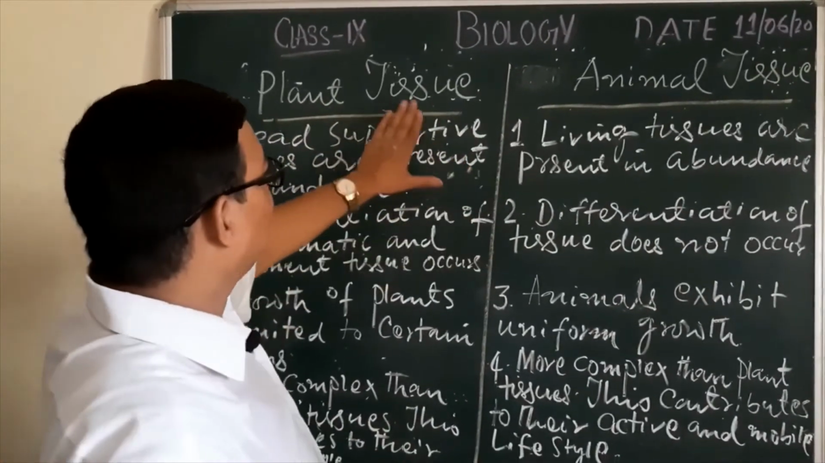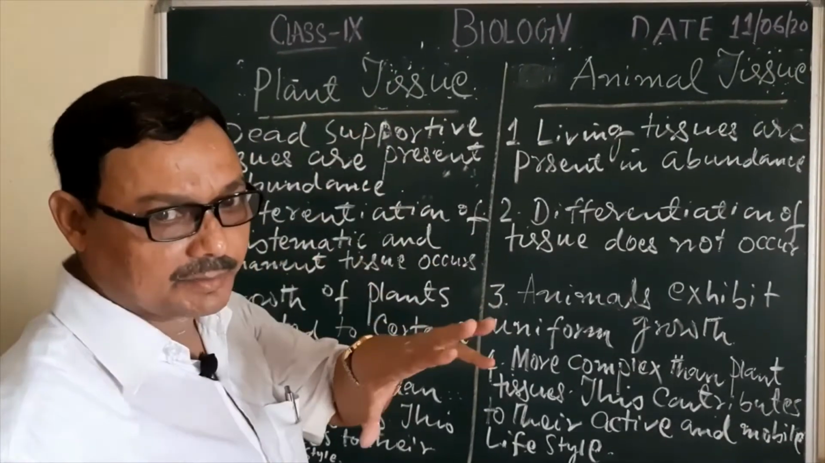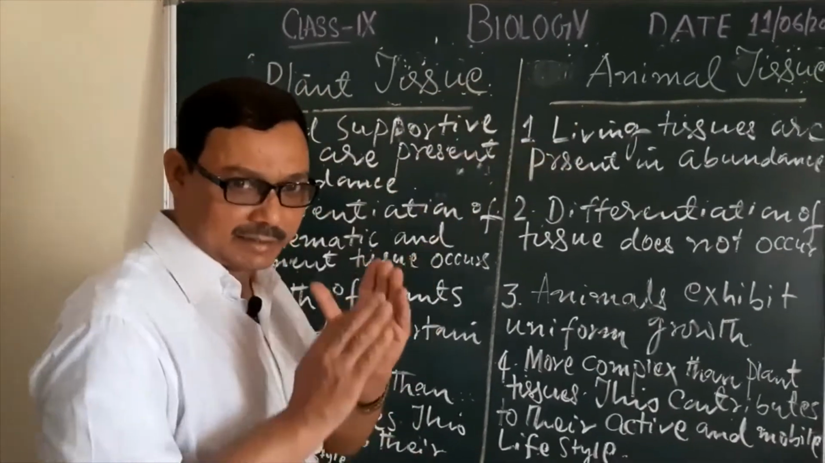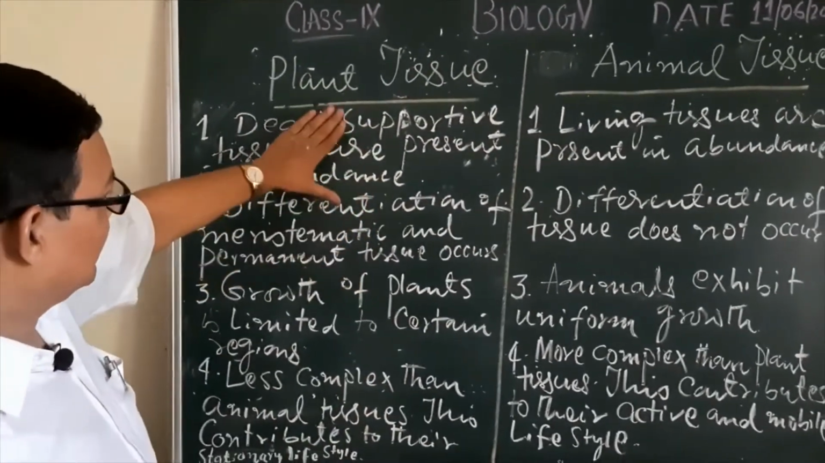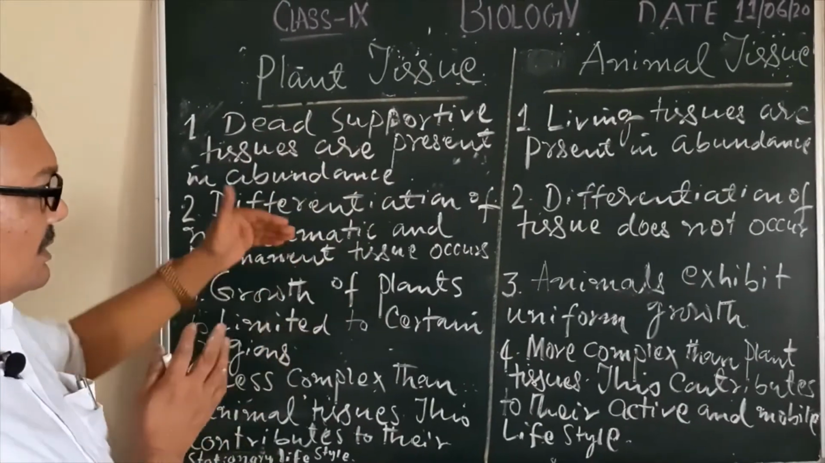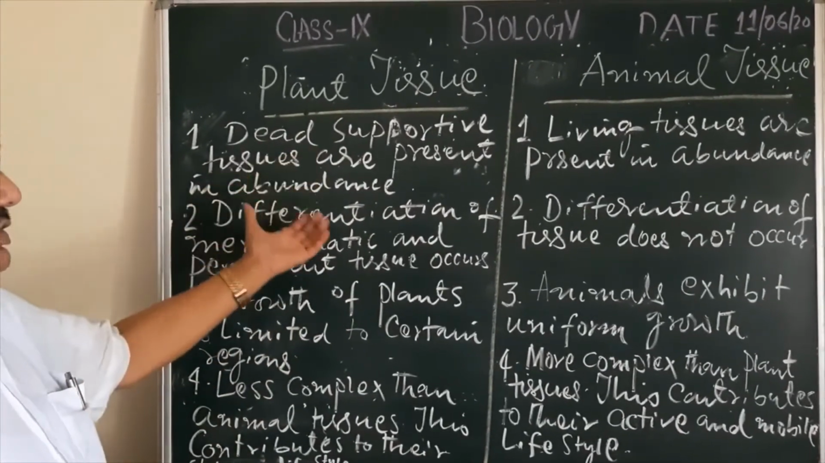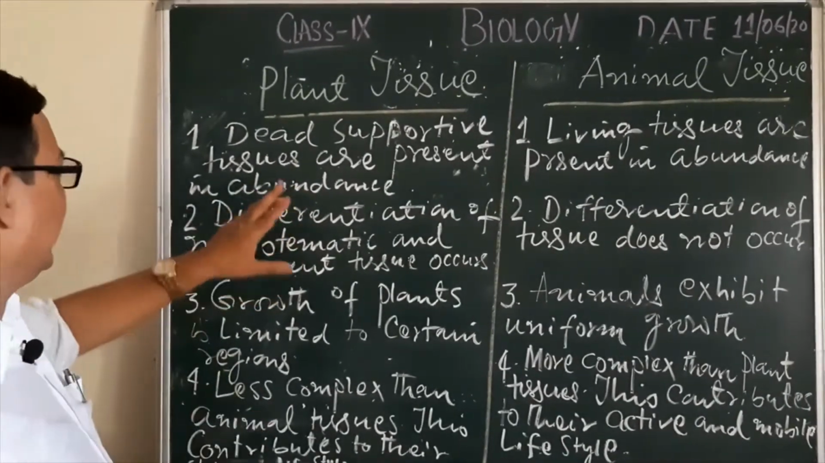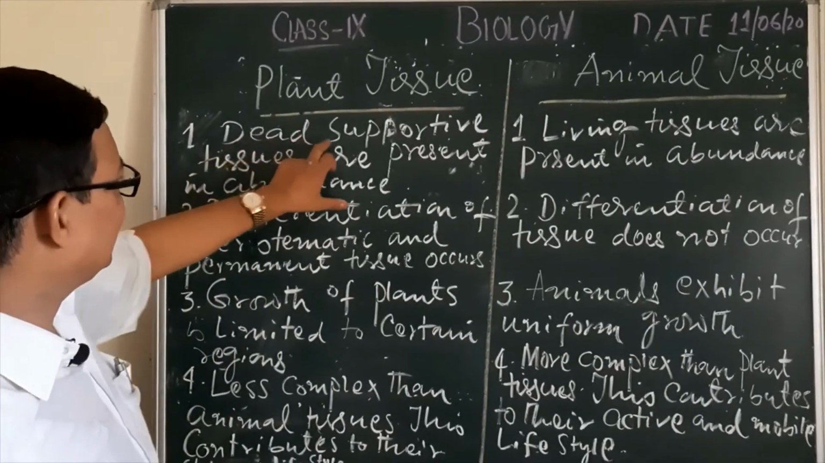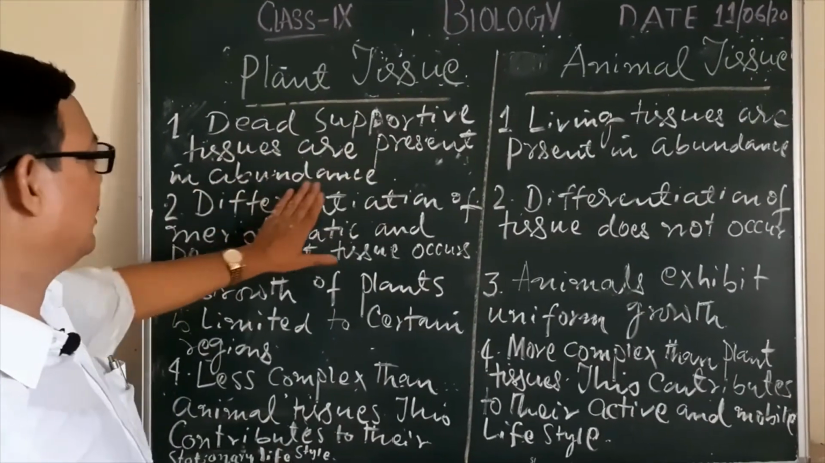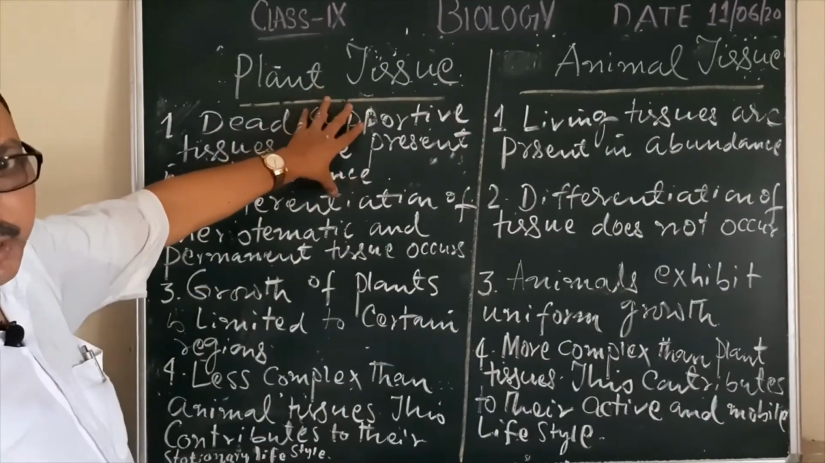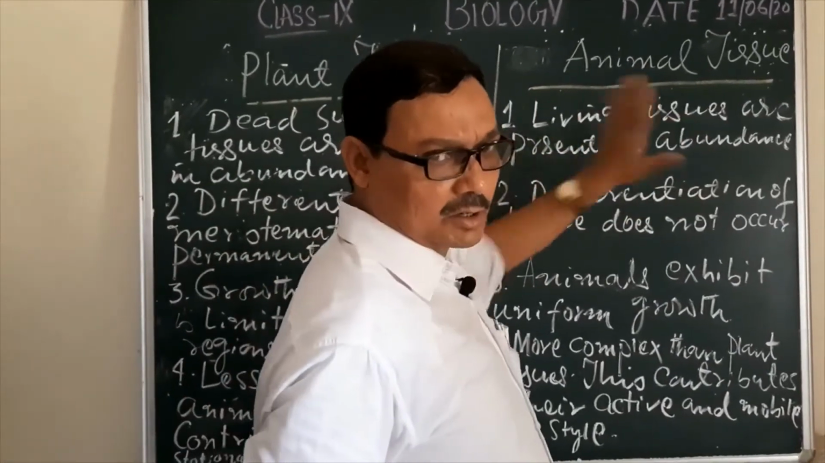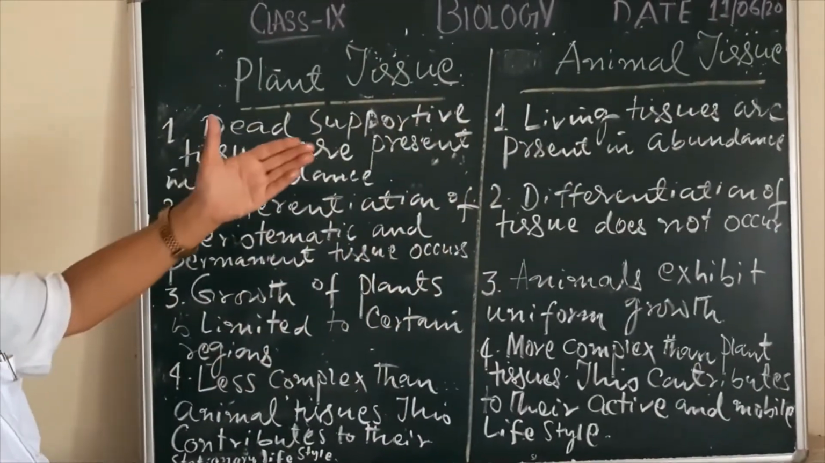Now we have already discussed a lot about plant and animal tissues and their differences, but now please write down these notes. There are some specific points I have mentioned. You may change these points, and you may also add other points as you like. Number 1, dead supportive tissues are present in abundance that provide mechanical strength and support to the plant. Such dead cells are not present in animals.